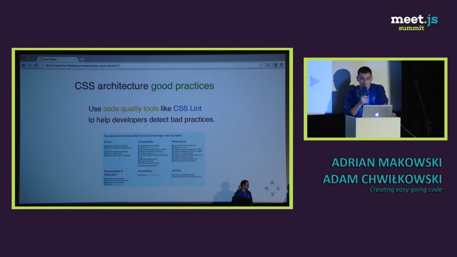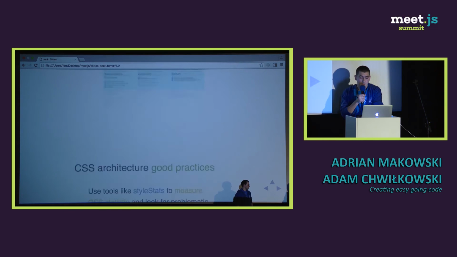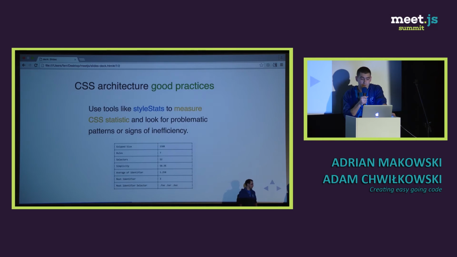Another good practice is to have good code quality tools like CSS Lint. Because of cross-functional teams, it really helps you to detect bad practices using a lint plugin or whatever. And you can just agree in your team on the rules that you want to follow and keep track of them. And the last one, I would recommend using tools that measure your CSS stats. The one I like is Stylestats, because it easily finds problematic patterns, like number of rules, selectors, simplicity factor in percent. So it's really worth having it to watch out for your CSS code and markup.